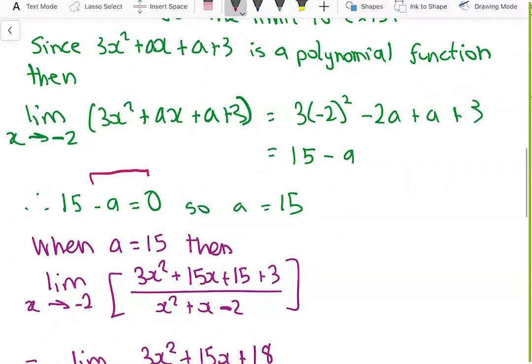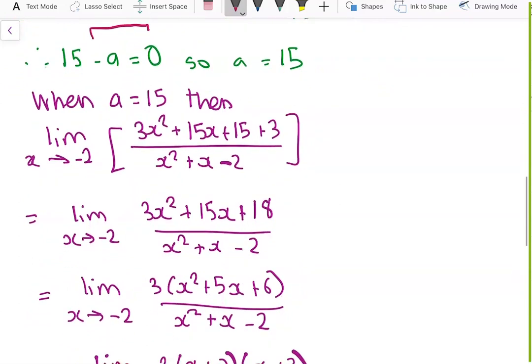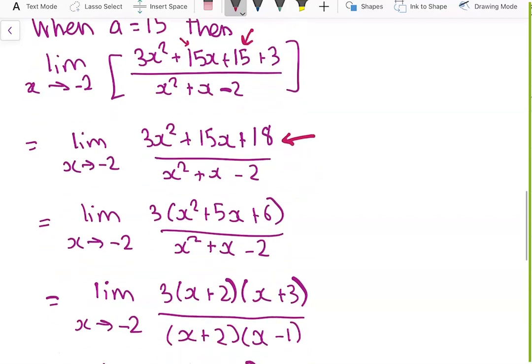So now after we make a equals 15, we replace the instances of a with 15. So now we get the limit of 3x squared plus 15x plus 15 plus 3 divided by x squared plus x minus 2 as x approaches -2. And this 15 plus 3 gives us 18 over here. And next we can take a factor of 3 out in the numerator.